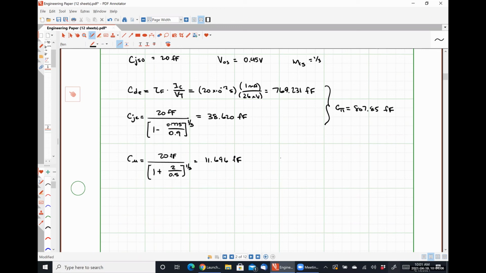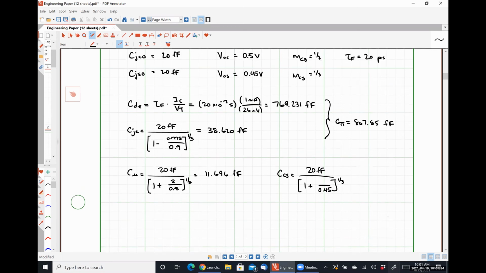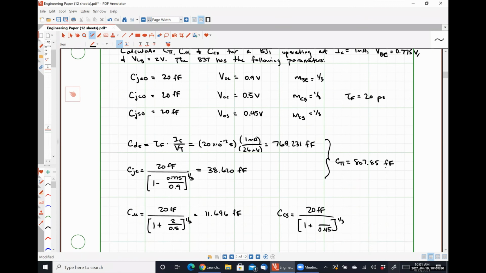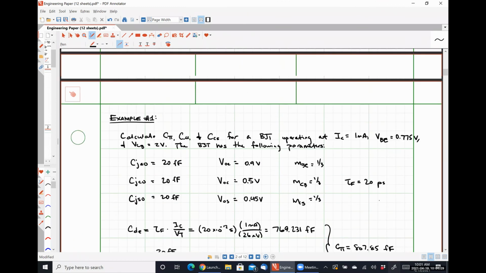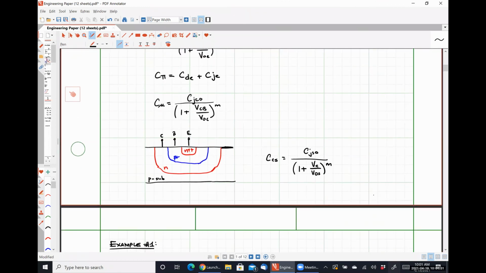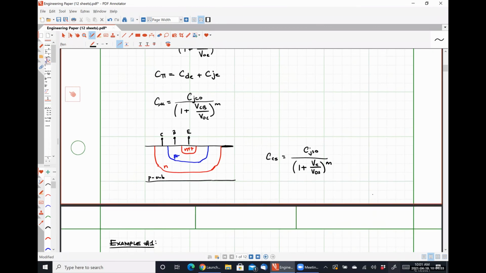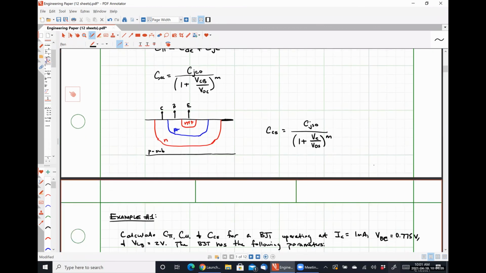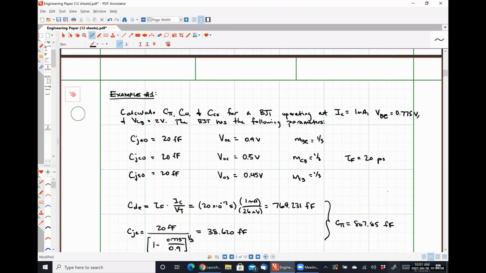And then finally, we have CCS. This is another junction capacitance, so it's going to be 20 femtofarads over 1 plus something divided by 0.45 to the 1/3. So we need our base collector, or excuse me, our collector base voltage, right? We look at our equation up here. No, sorry, we need our collector voltage with respect to ground. So how could we get that?